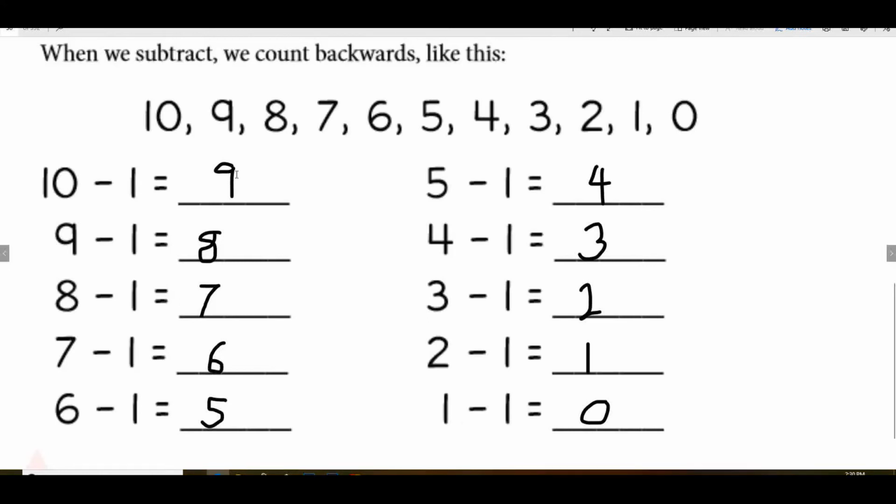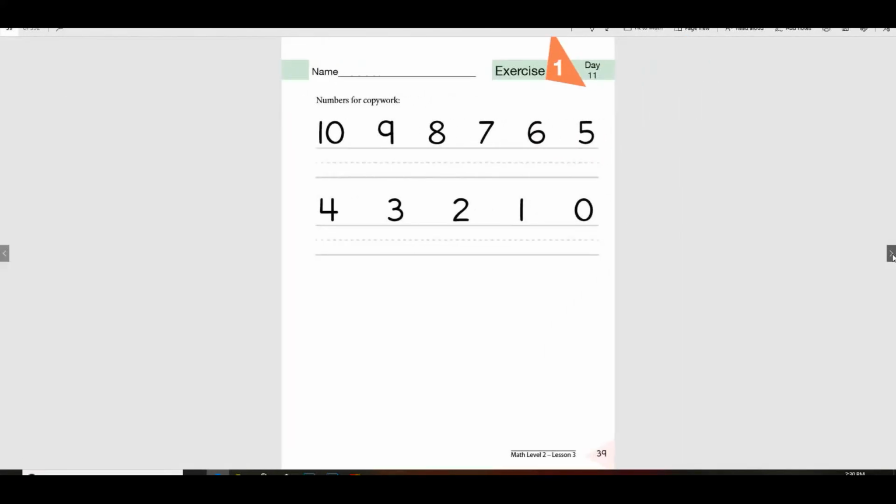See how we counted down 9, 8, 7, 6, 5, 4, 3, 2, 1, 0. We counted backwards because we were subtracting. Minus means to go backwards. All right, good deal. Now make sure you have all those filled in. Okay, when you get it filled in, let's look at our next page.